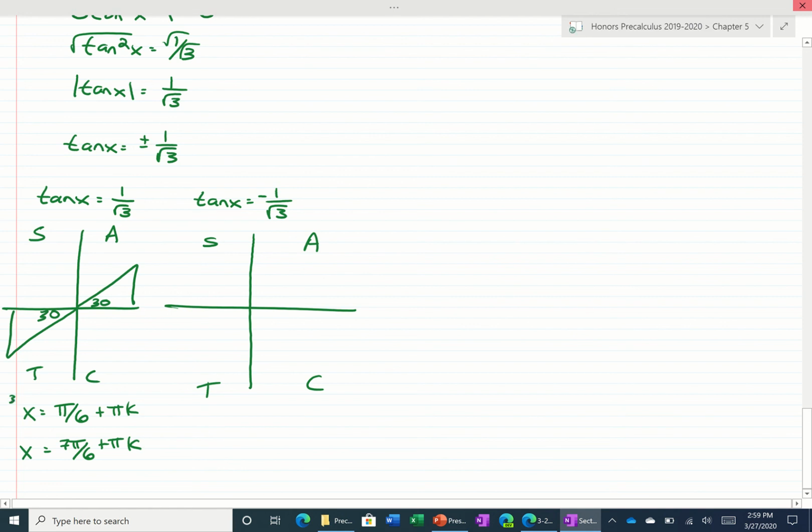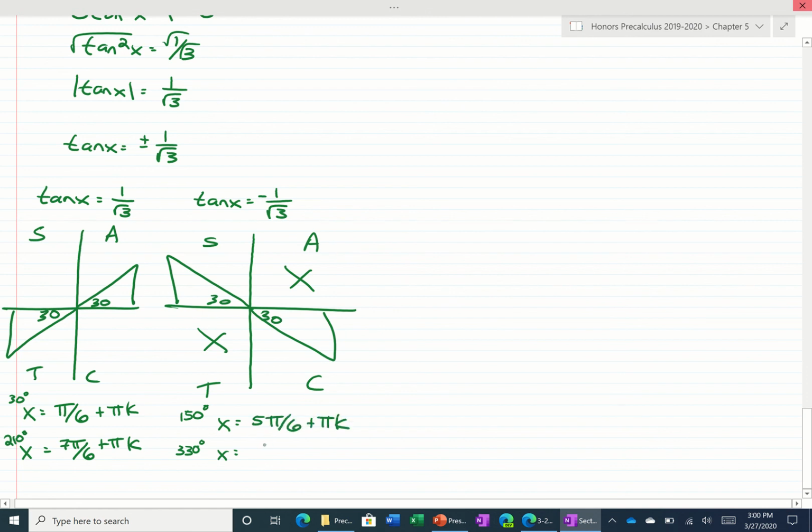Okay, so again, this was 30 degrees and this was 210. I just did the conversion in my head. To get negative 1 over root 3, we're going to draw a tangent where it's negative. One of the angles would be 150, and the other angle would be 330 degrees. So this would be 150. If you convert that, that's 5 pi over 6, plus the period. And then 330 would be 11 pi over 6, plus the period.